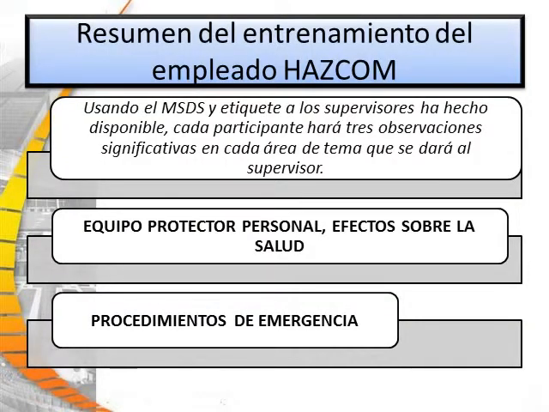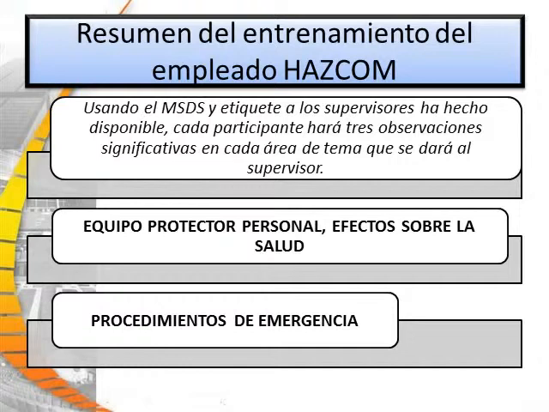What are the elements of an employee hazard communication training program? Well, one would be using the safety data sheets and label procedures that the supervisor has made available, and each participant would then make 3 significant observations about the topic area to be handed to the supervisor. These topic areas would cover personal protective equipment, the health effects of the chemical, and emergency procedures they would need to follow on a particular material.